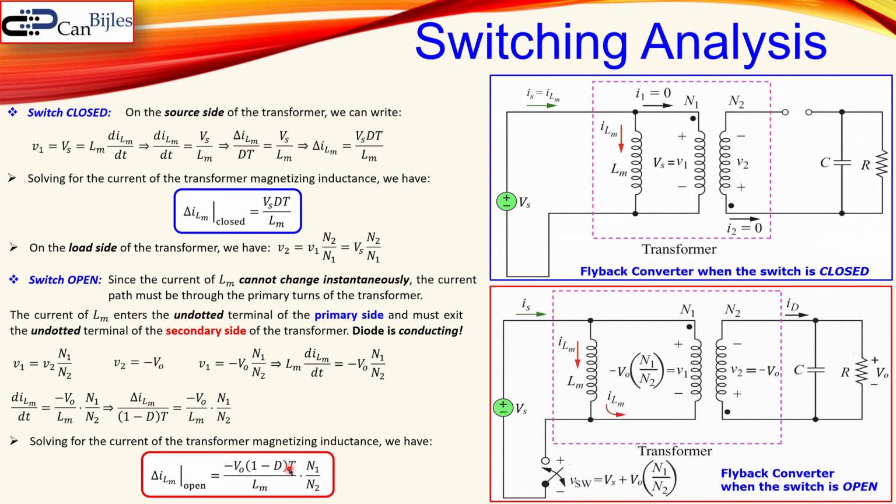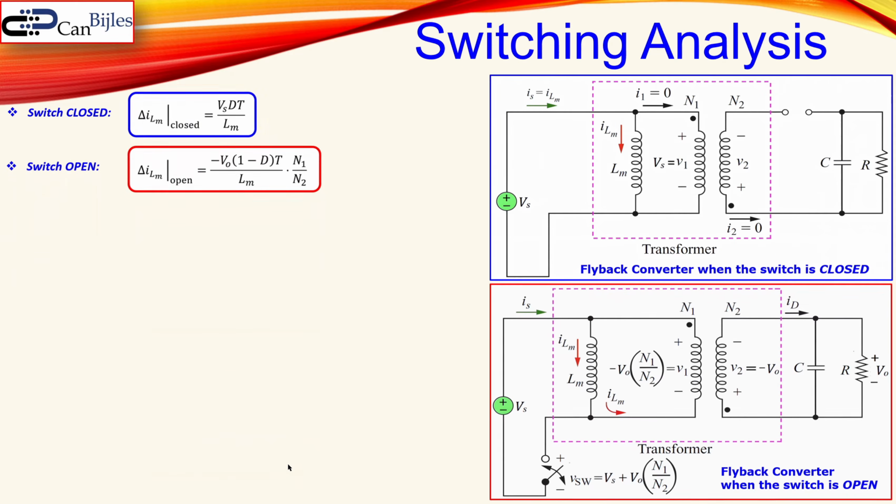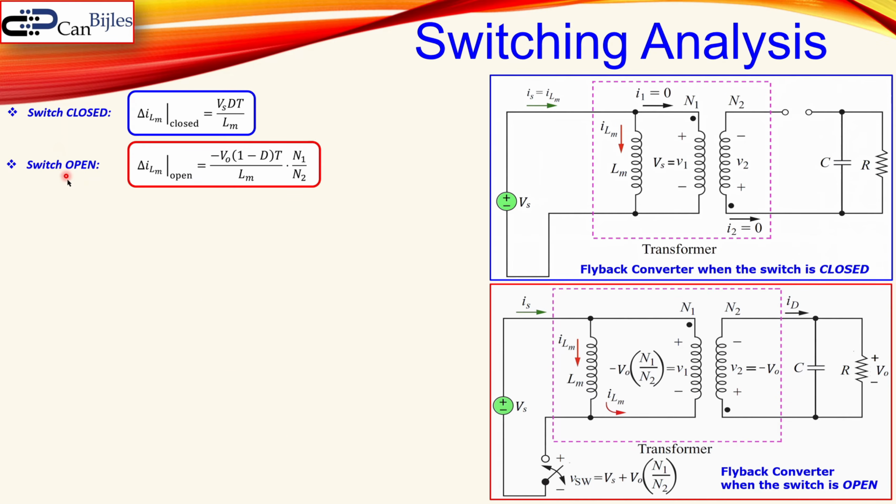Now we have two expressions for our changing current of the inductor. When we bring them together, you see here the switch closed and switch open conditions. We know from an inductor that the net change of the inductor current must be 0. So we can add these together and make that 0. So the summation of these two is 0. That means this plus that must be 0.